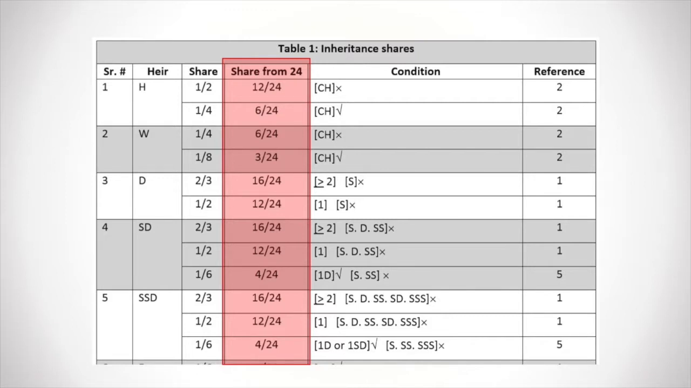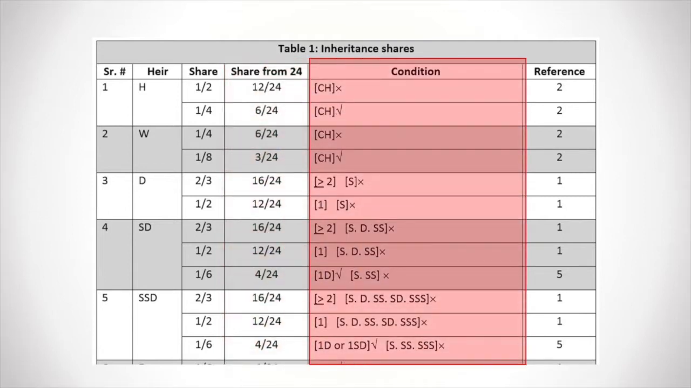Remember the pizza again. To simplify the LCM step, people can use this column and use the fraction from 24 instead of the actual number, avoiding the calculation of lowest common multiple that we will be using if we use the actual fractions. The next column is the condition. This is the situation or the specific circumstance in which that fraction applies for that particular heir.